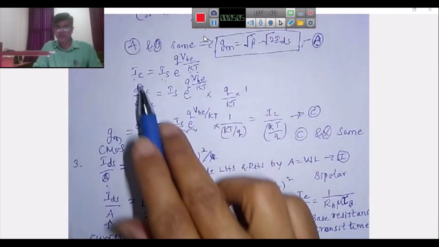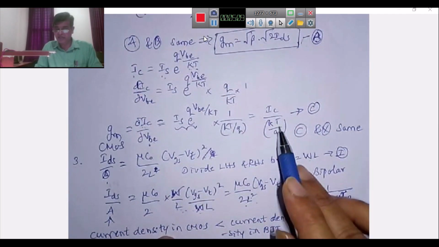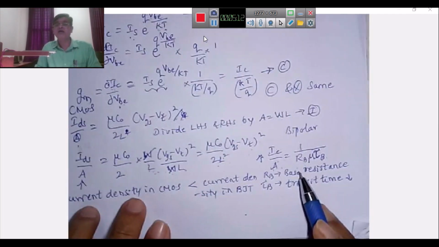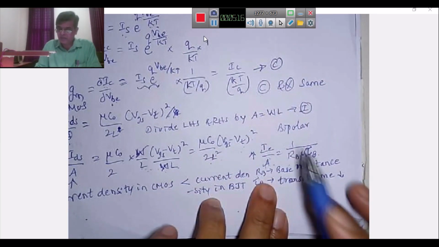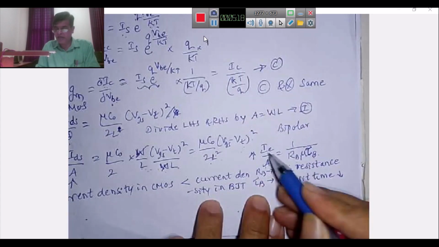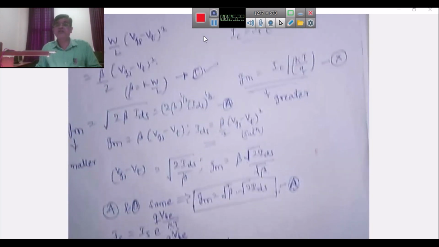Just see how I do it. I start with this, already I proved this, IC divided by KT by Q. In this case it is a little complicated, so I directly write IC by A is equal to 1 by RB mu into tau B. But already we have written the expression for this IC.